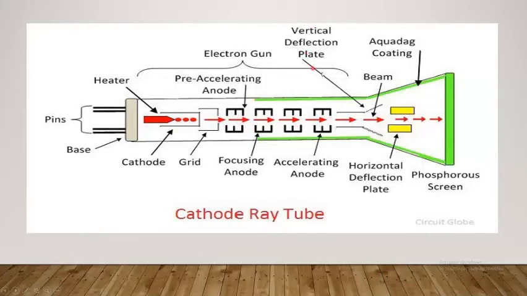Then you have the vertical deflection plate for emitting the lights. Then the beam is there, aquadag coating is there, green color. Then the phosphor screen is there, horizontal deflection plate, accelerating anode is there, focusing anode is also there. That is nothing but your electrodes.